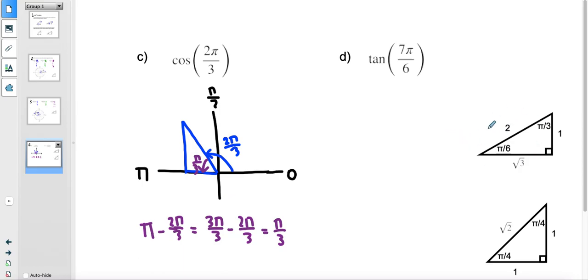If you look at this special triangle right here, we can see the side across from pi over 3 is equal to the square root of 3. Okay, that will be our y value. The side adjacent to our angle pi over 3 is 1. And since this is on the negative x-axis, x is going to be equal to -1. And our radius, our hypotenuse here, is 2. That's our r value.